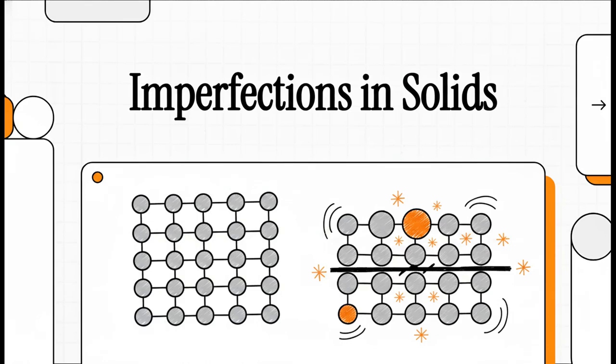Welcome to this explainer. Today, we're going to completely flip how you think about the word imperfection. Usually, when we call something flawed, we mean it's broken or maybe just less valuable, right? But today, we're diving headfirst into the fascinating world of materials science, where we'll see exactly why atomic flaws are actually the very features that make modern engineering possible.